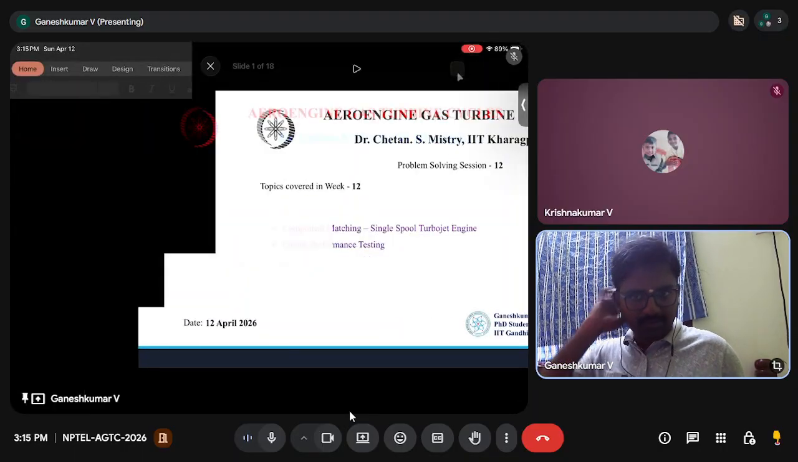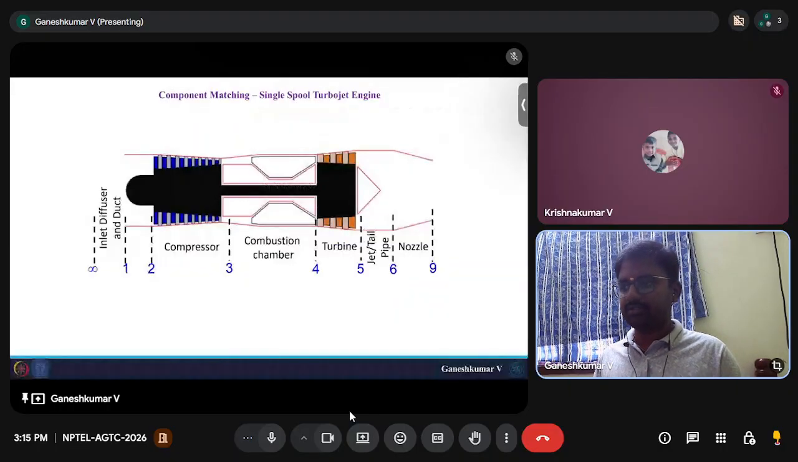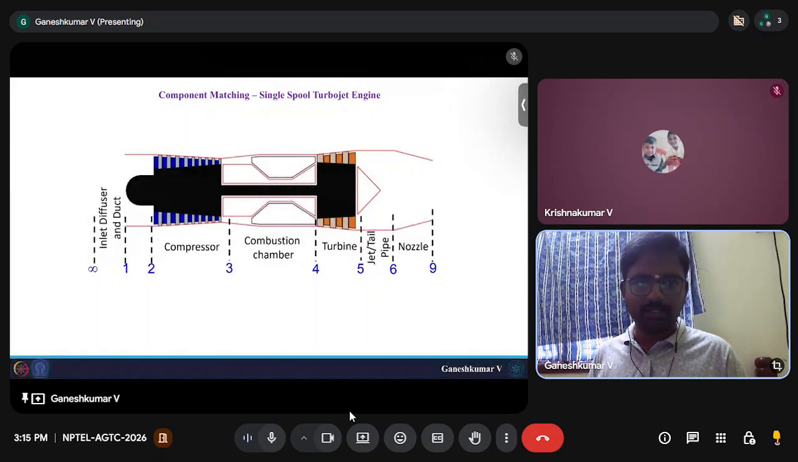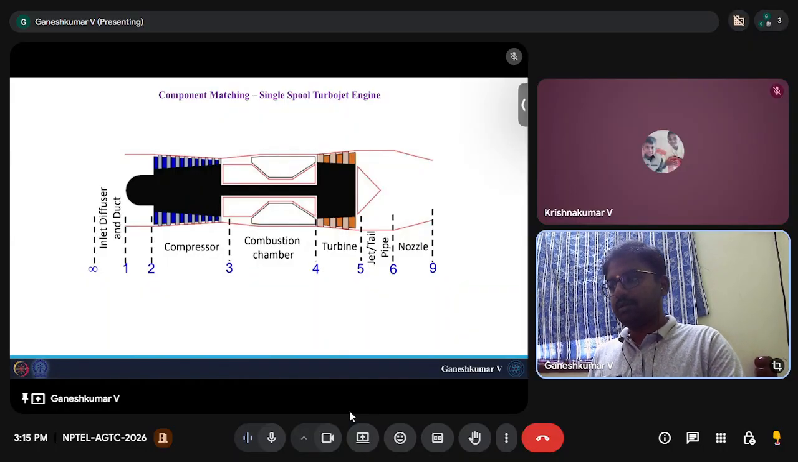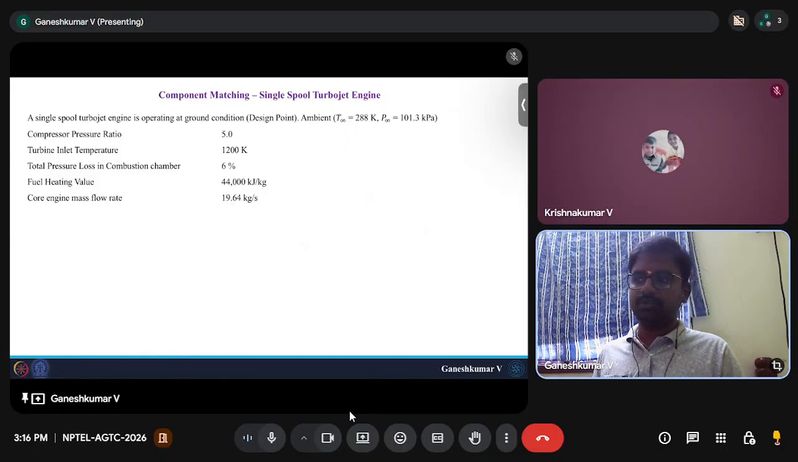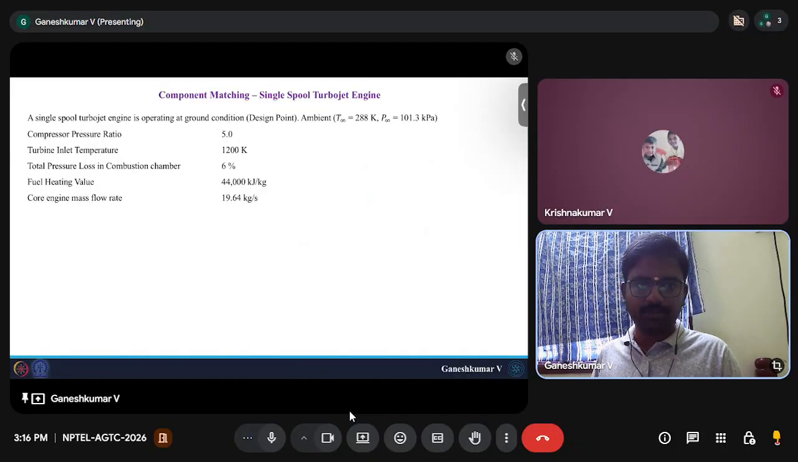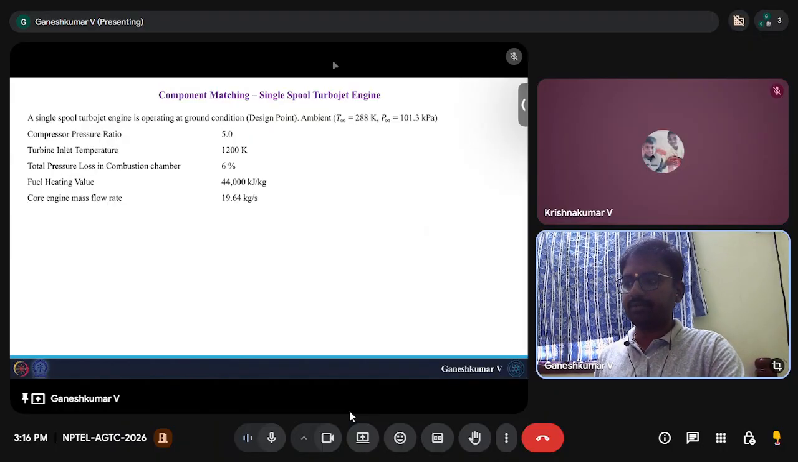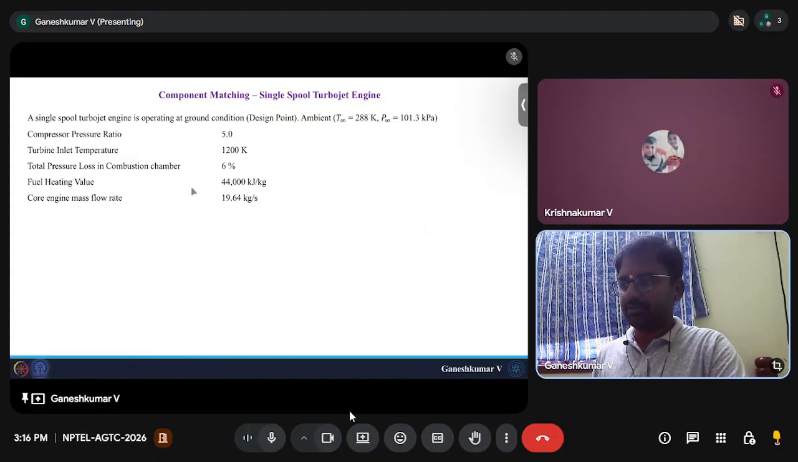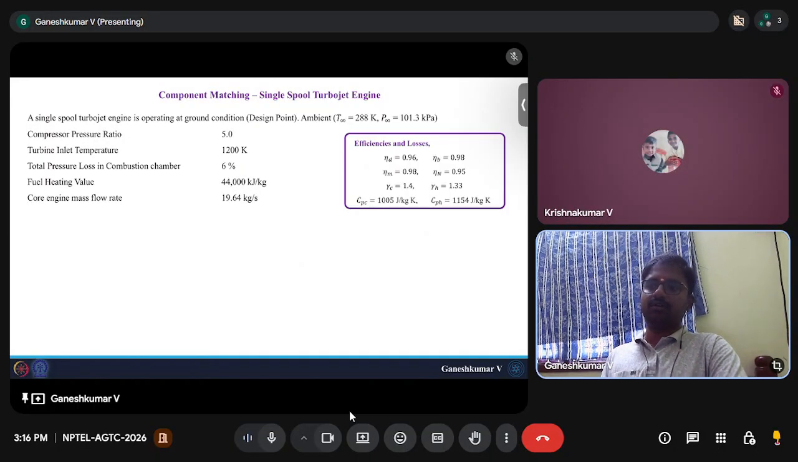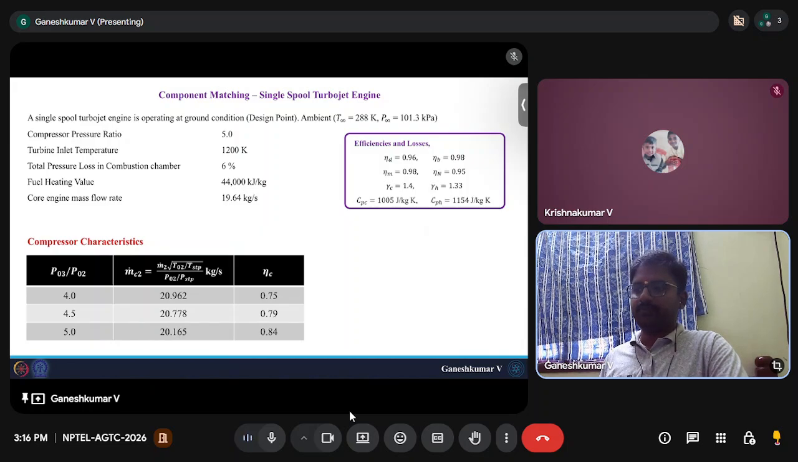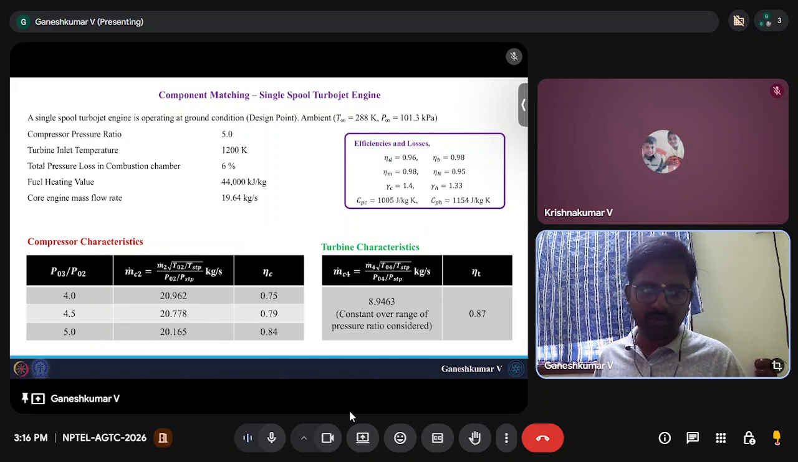So this is the single spool turbojet engine, and everyone knows this. You have an inlet, compressor, combustion chamber, turbine, and there is a jet pipe, and there is a nozzle. What we are going to do is, a single spool turbojet engine is operating at ground condition, which is the design point for this engine. T infinity, P infinity is given, compressor pressure ratio, turbine inlet temperature, total pressure loss in the combustion chamber, fuel heating value, and the core engine mass flow rate, everything is given. So for this design point and the efficiencies and losses, in addition, there are also two additional inputs that are being given.